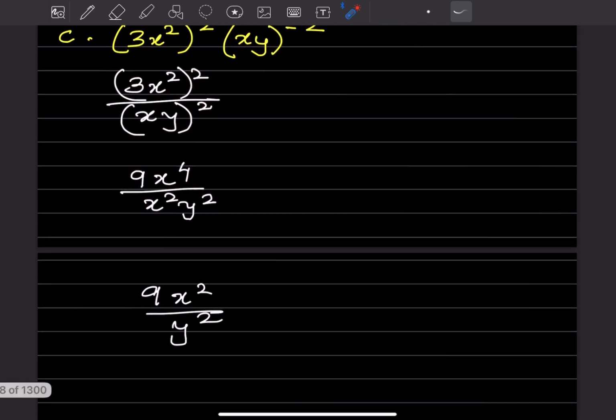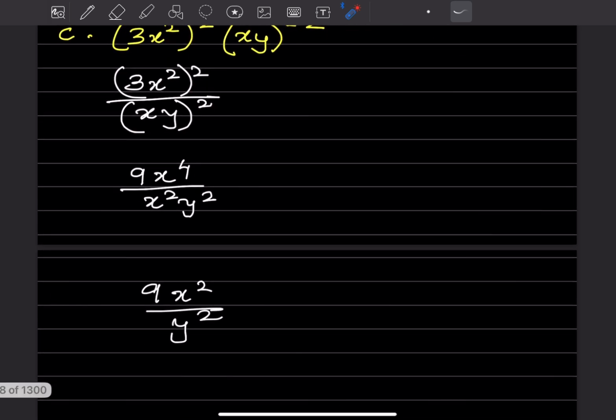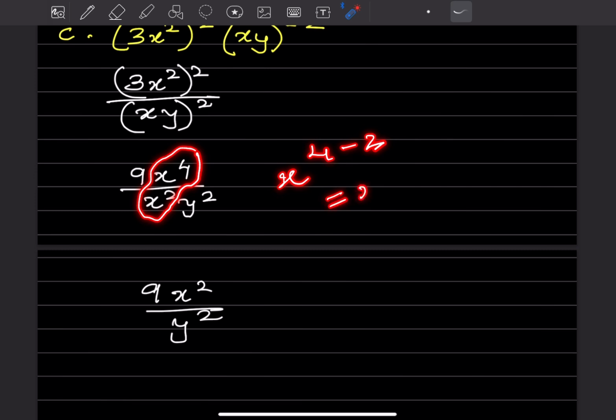So now what you can do, because it is simplified, you can see this division means x raised to 4 minus 2, which is going to be x raised to 2. So what will you write here? 9x square will go in the numerator, and in the denominator is just y square. So this is the answer.